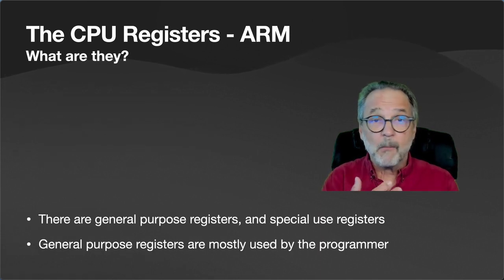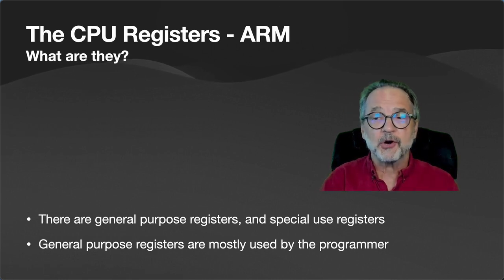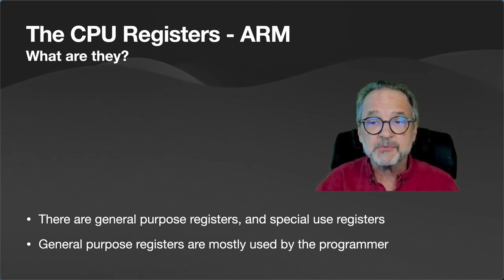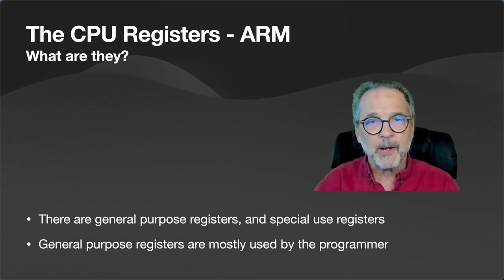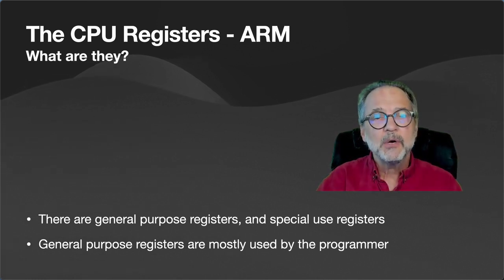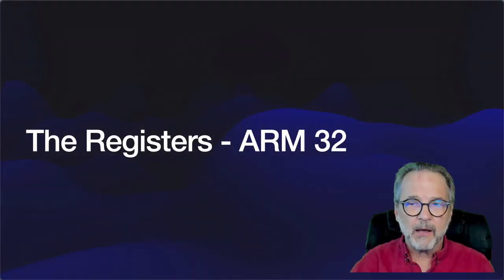Now there are different types of registers in the ARM processor. There are general purpose registers and special use registers. General purpose registers are the ones mostly used by programmers, so we're going to concentrate on those. We will talk a little bit about the special use registers, but not a whole lot.